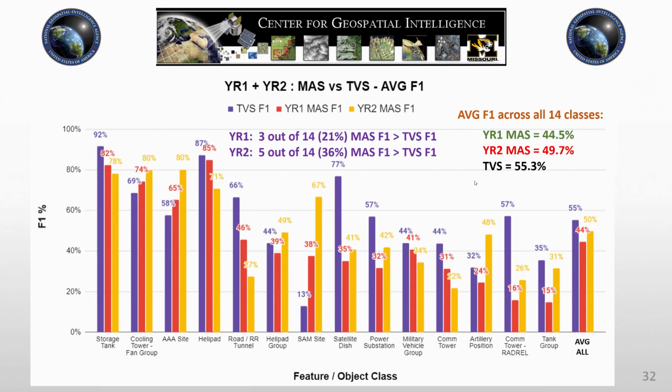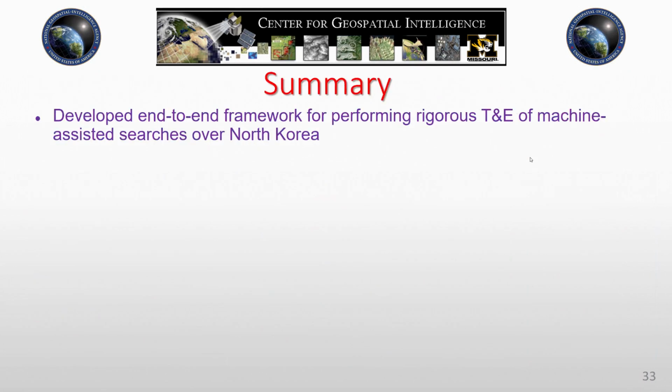And you can see the average here across all the classes for both the year 1 machine-assisted and year 2 machine-assisted. So it went from about 45% to about 50%, whereas the average F1 for the visual searches for these 14 feature and object classes was 55%. So the machine-assisted searches are not far off in terms of average F1, but they're still on average not quite as good as the traditional visual searches.